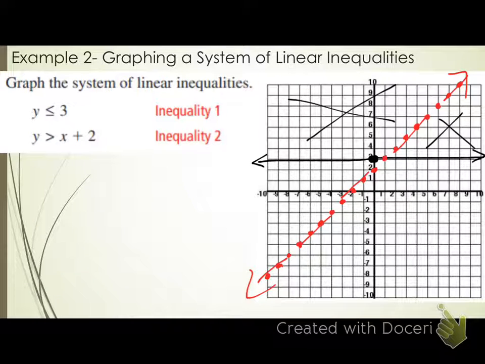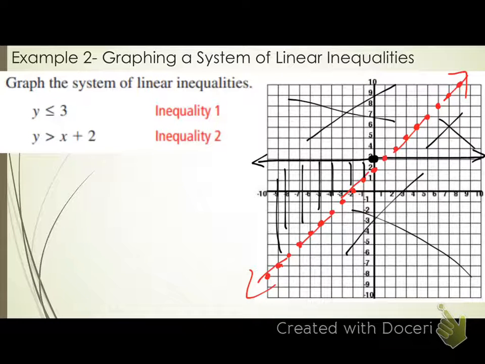Now I use the other inequality to get the actual solution. For y is greater than x plus 2, am I shading above or below that line? Above. So can my shaded area be below that line? No, so I'm going to put a big X on it. I'm left with one shaded region, so I'm going to shade that area in. And that's my solution. Everyone good with that? Any confusion there?